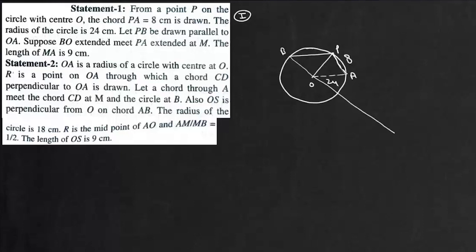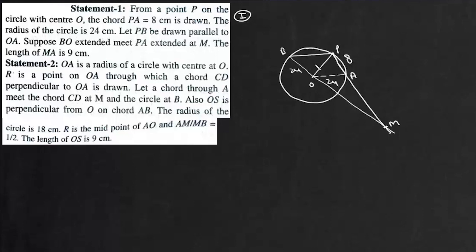Now for this statement 1, we have this circle with center O, and suppose we have this chord AP. So this is A. So we have this point, say P here. Length of AP is 8 units. Radius is 24. And it says PB is drawn parallel to OA. So we have drawn this PB, which is parallel to OA. Now, BO extended. So we have extended this BO and it meets extended PA at this point M. And it says length of MA is 9 centimeters.